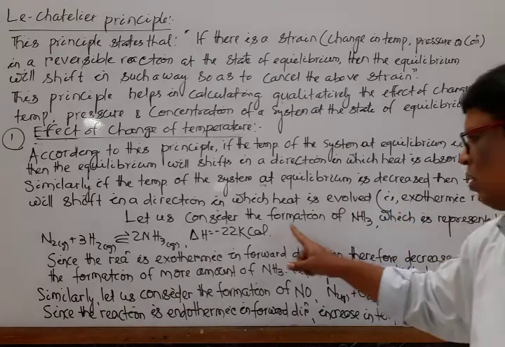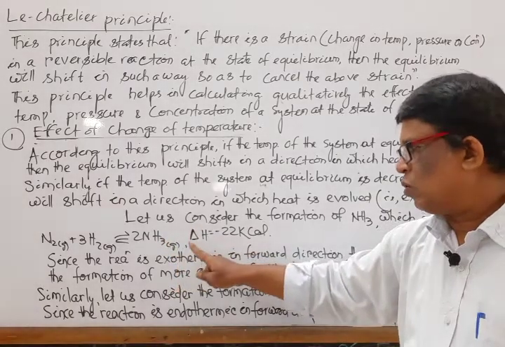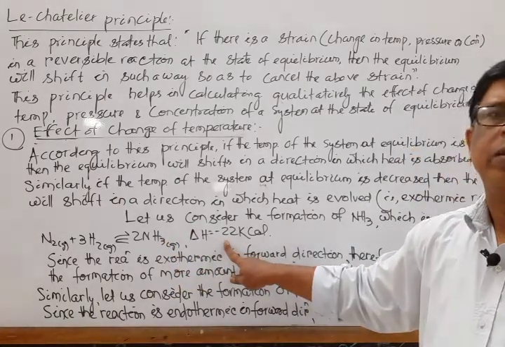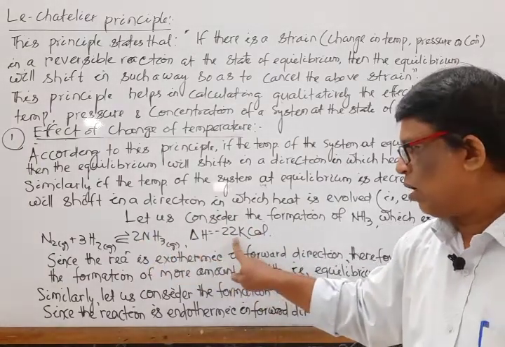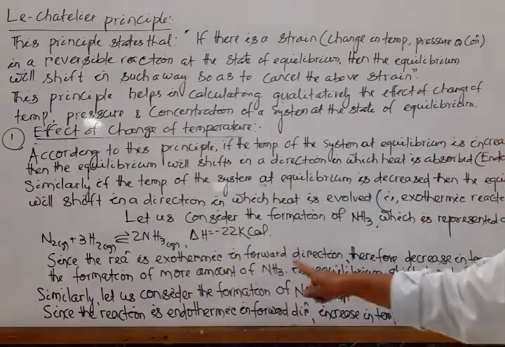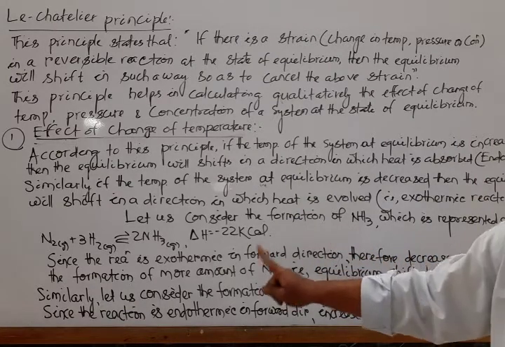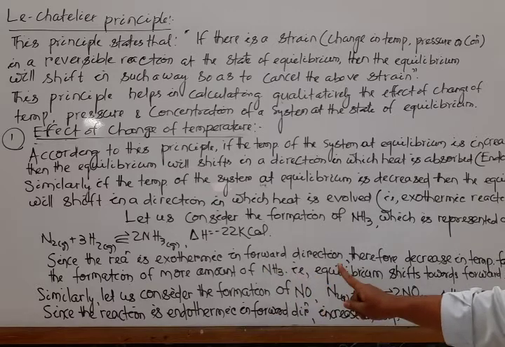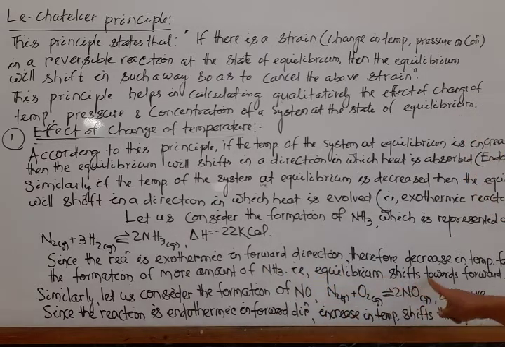Let us consider the formation of ammonia. N2 plus 3H2 gives rise to 2NH3. Delta H is negative, meaning the forward reaction is exothermic and the backward reaction is endothermic. Since the reaction is exothermic in the forward direction, a decrease in temperature favors the formation of more ammonia. Hence we conclude that the equilibrium shifts towards the forward direction.